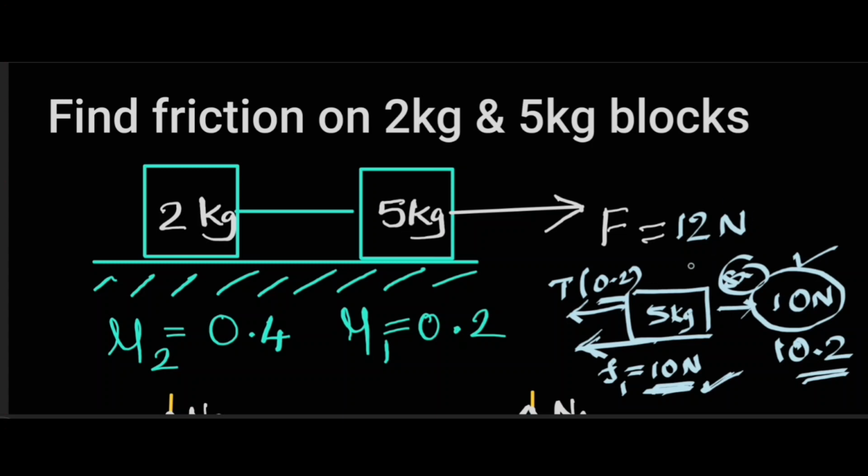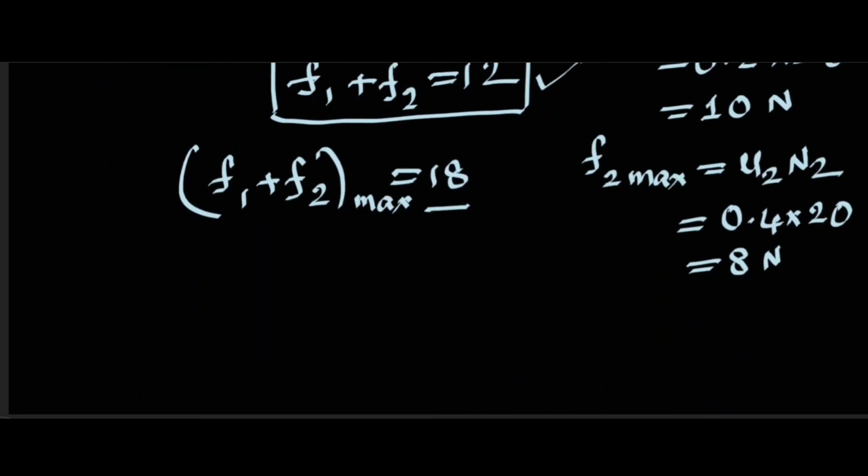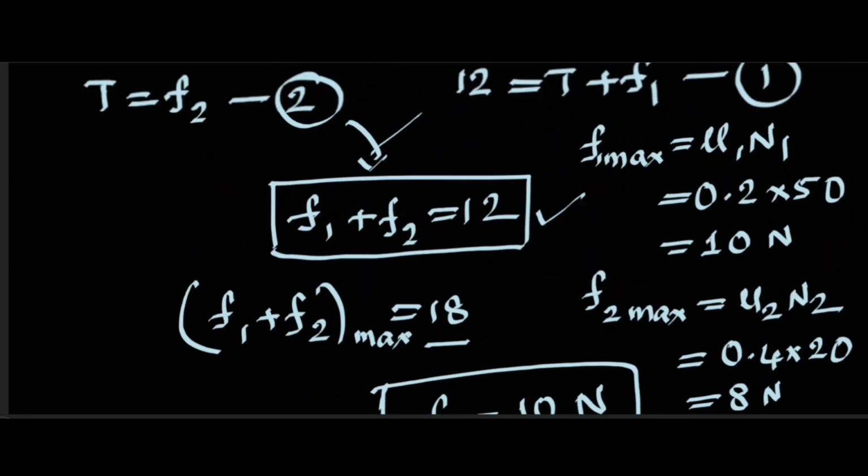Because the applied force is 12, which is more than 10, F1 has already reached its maximum. So the remaining is F2. The final conclusion is, because the applied force is more than 10, F1 has reached its maximum first, for the simple reason that force is applied on the 5 kg block. So F1 is equal to 10 Newton and F2 is equal to 2 Newton, because the sum must be equal to 12. This is the final conclusion of the question.